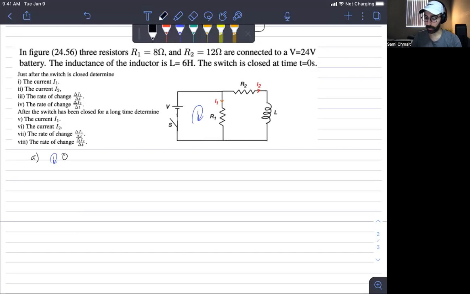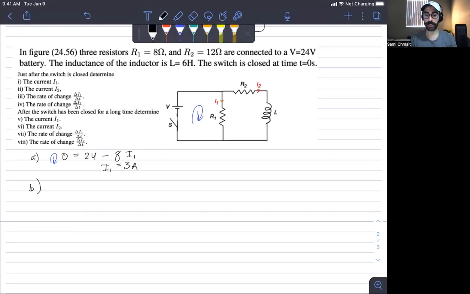So remember, it all has to equal 0. We're working our way up this way. We start from the minus terminal to the plus, so it's plus 24. We go down, so it's minus, what's R1? 8 I1. Solve for I1. I1 is equal to 3 amps. Bam, done.